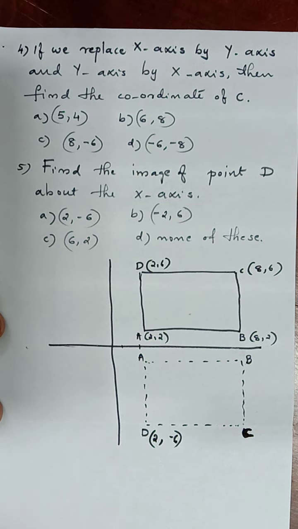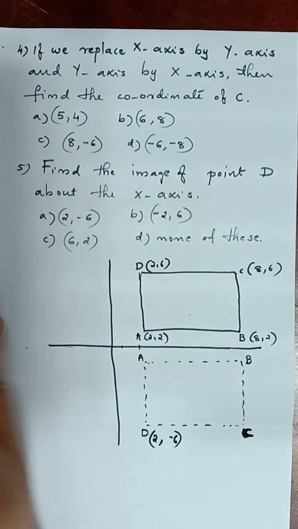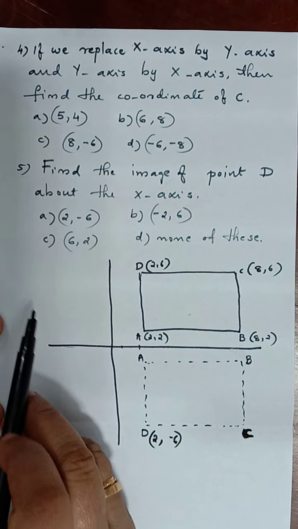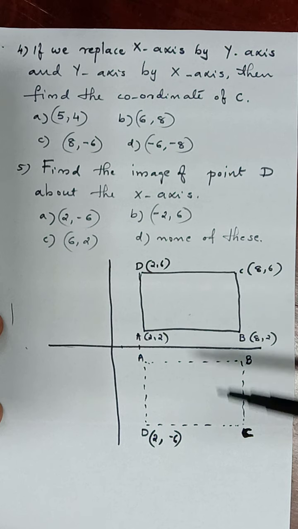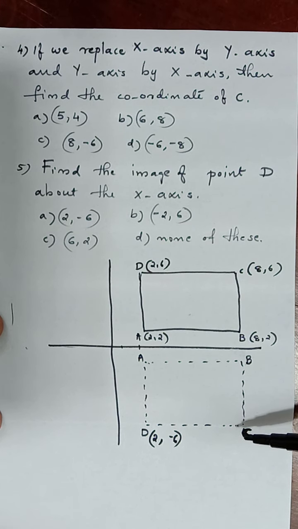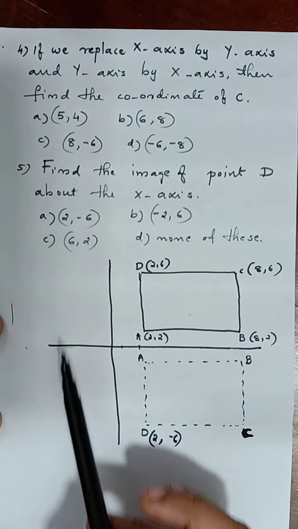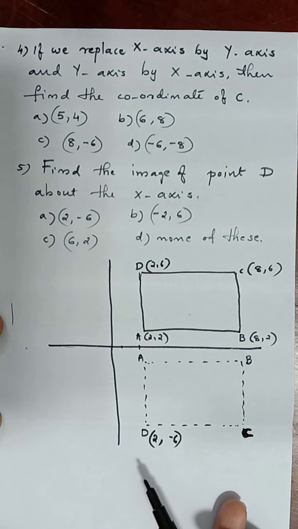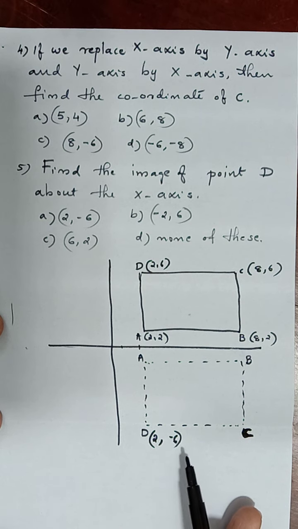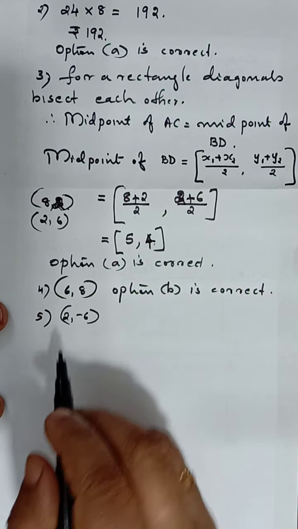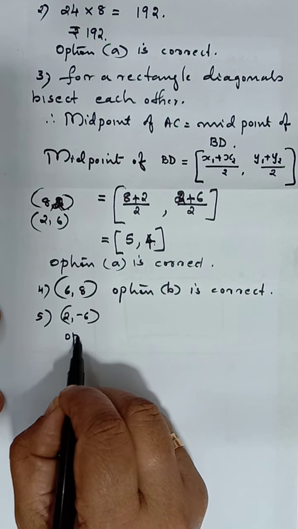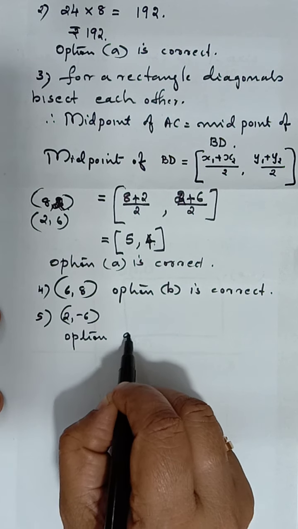correct option. So, if it is about y-axis, you have to get the figure here in the second quadrant. Here about x-axis it has come to the fourth quadrant. Quadrants 1, 2, 3, 4. So the coordinate of the image of point D will be 2, -6. That is option A is correct. Okay, this is how we can write the fifth answer: 2, -6. So option A is correct.